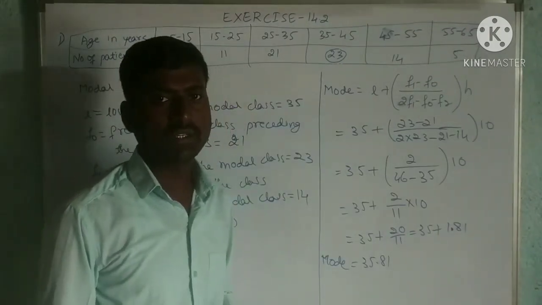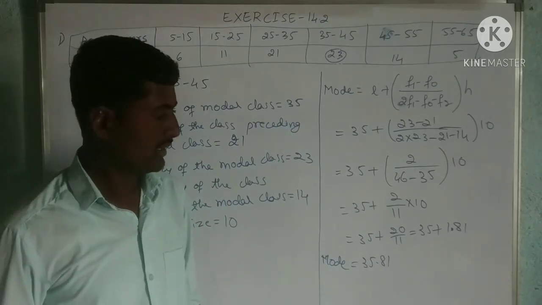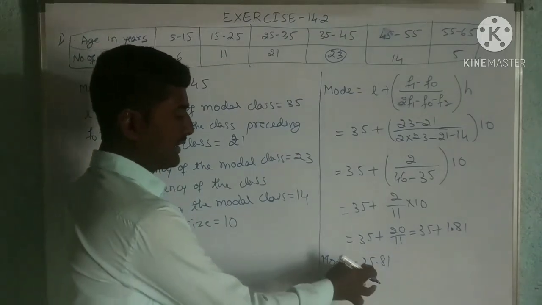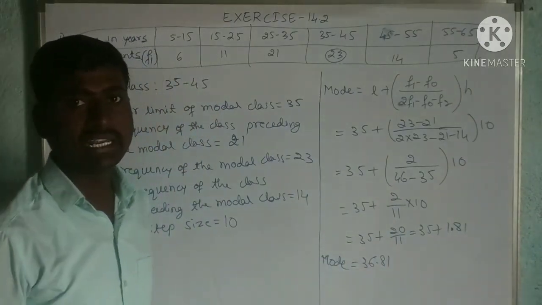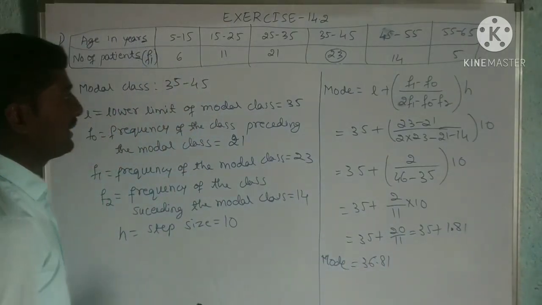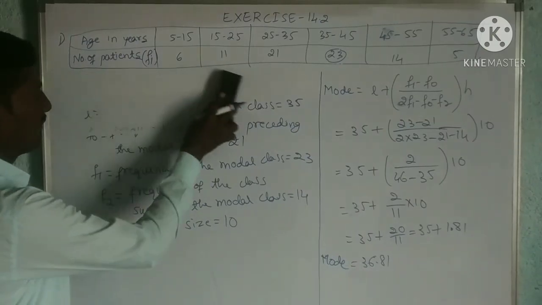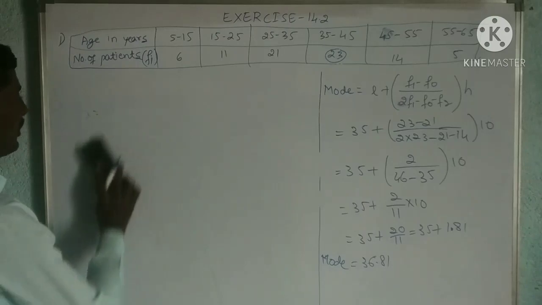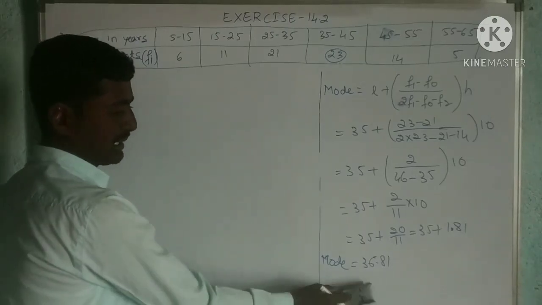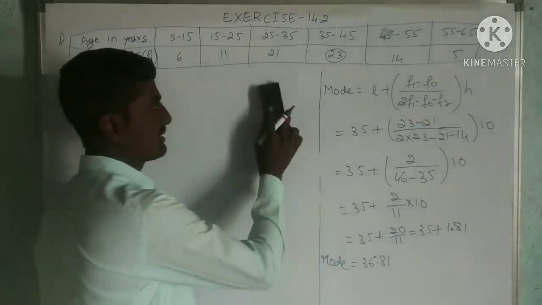Next we have to find the mean. Here I wrote 35.81, it is not 35, so this is 36.81. Now let us find the mean for the same problem. In the question they said you have to find mode and mean. So just remember 36.81 is the mode.